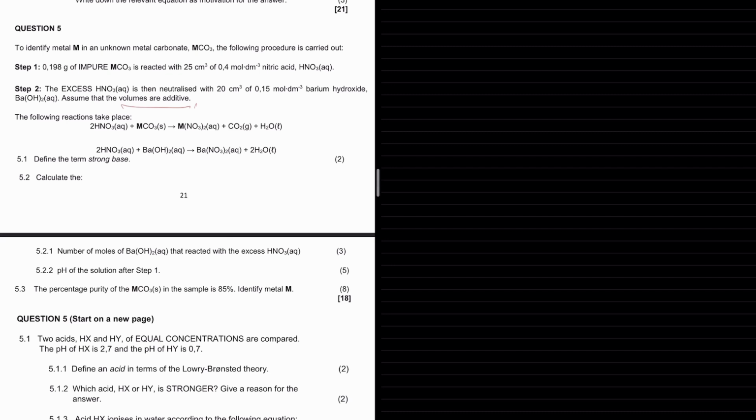So 5.2.1, calculate the number of moles of barium hydroxide that reacted with the excess HNO3. What we'll do here is we'll just use n = CV. So the concentration is 0.15, the volume is 0.02. That gives me 3 × 10⁻³ moles of barium hydroxide that reacted with the excess HNO3.